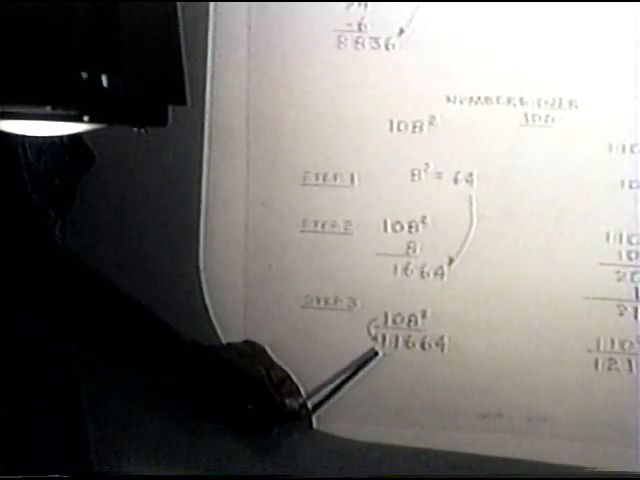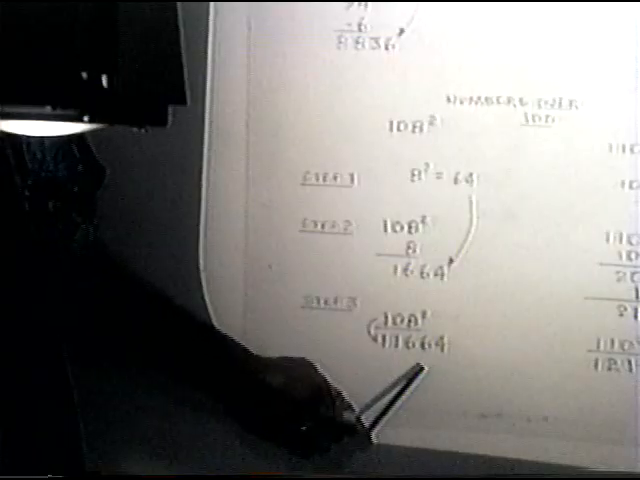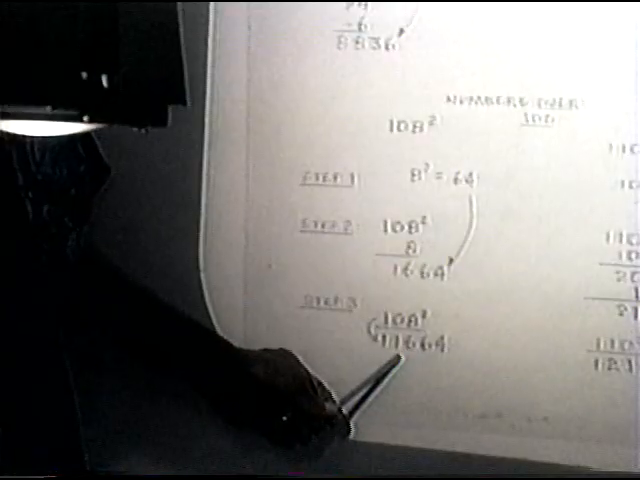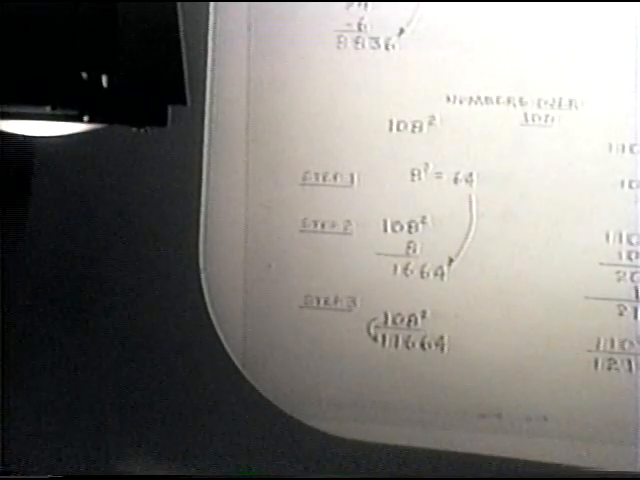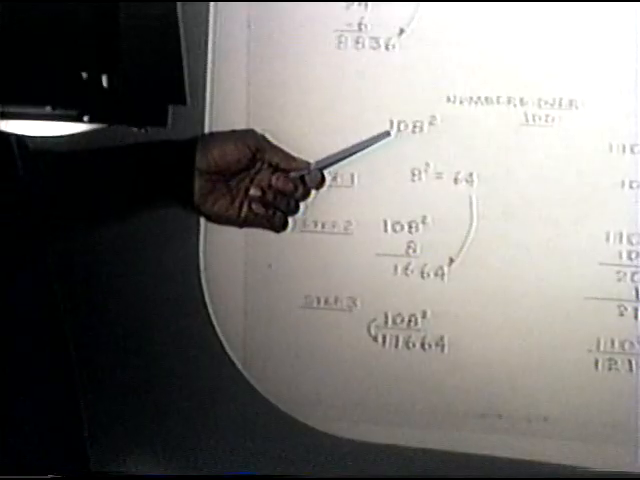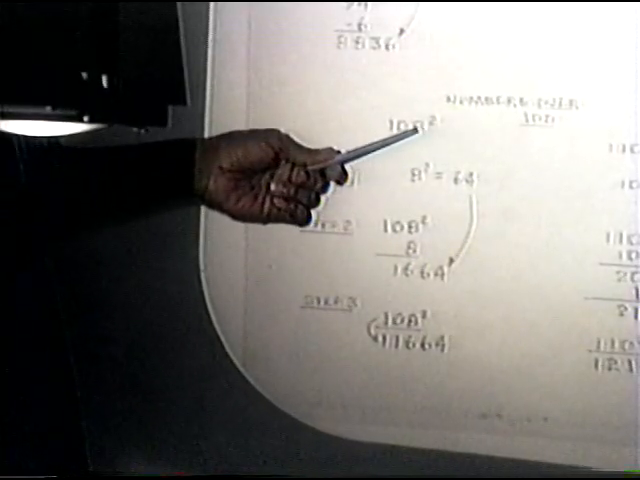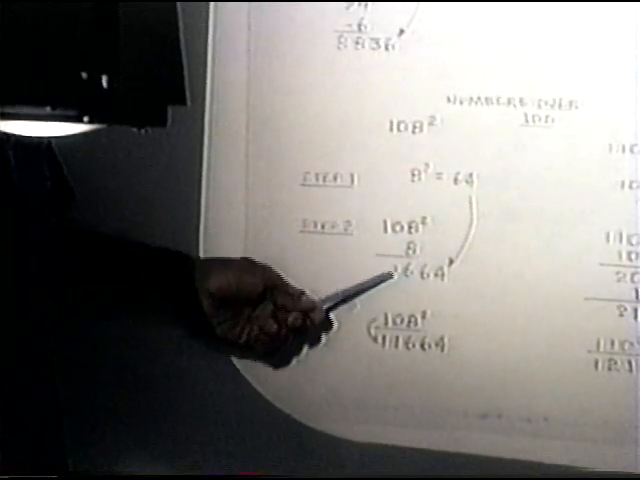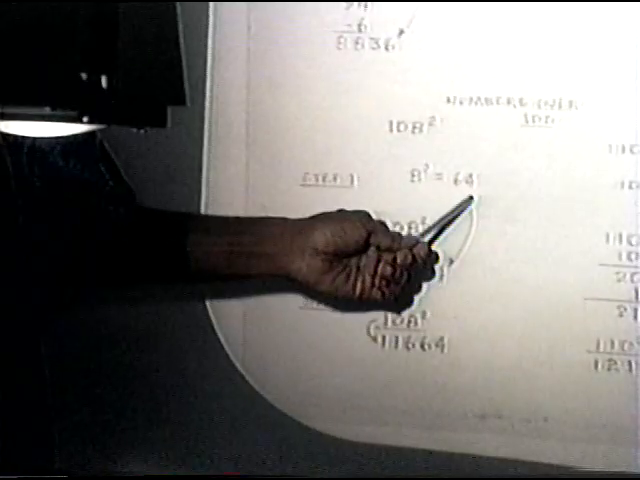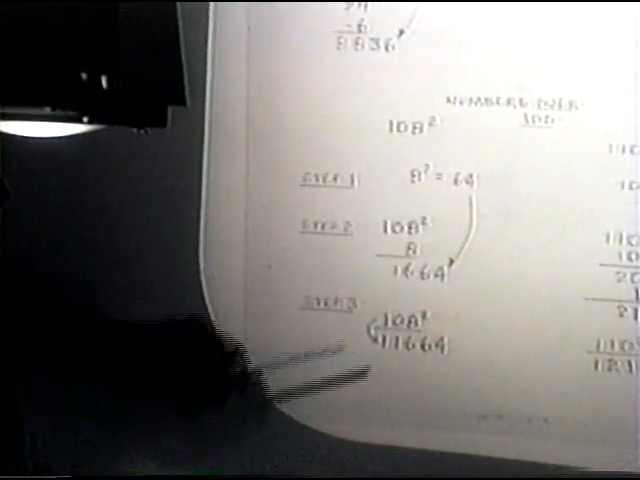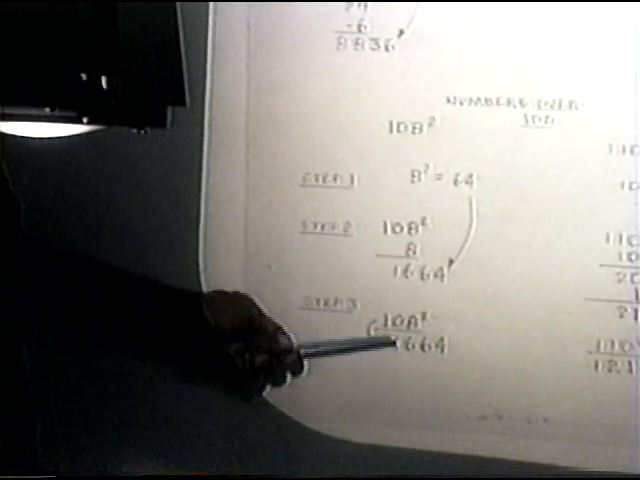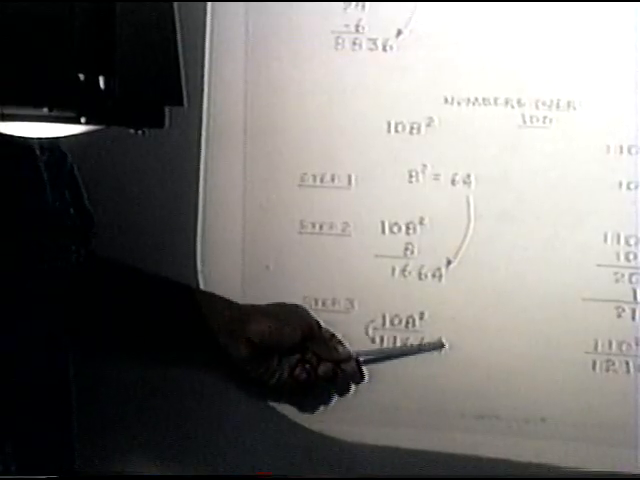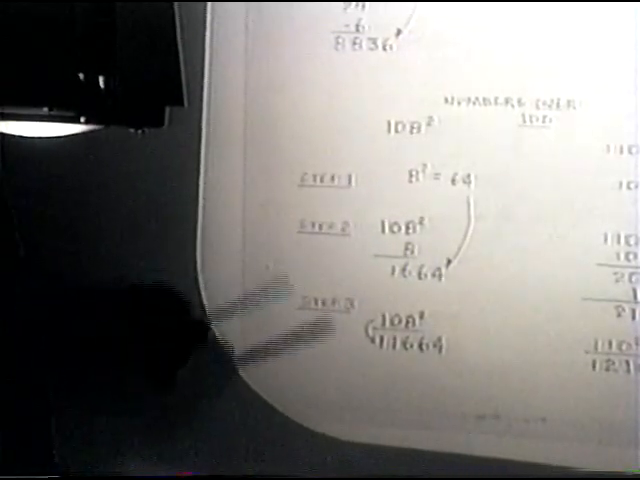Now, step 3: what is the square of 108? We have the 1, and we bring down the 1. And that gives us 11,664. I'm going to do it again. What is the square of 108? First, we square the 8. We get 64. Then we add the 8 to 108, and we get 116. We have 16, and we bring this 64 right there. Now, to get the first digit, we bring down the 1. So now we got 11,664. That's the square of 108.